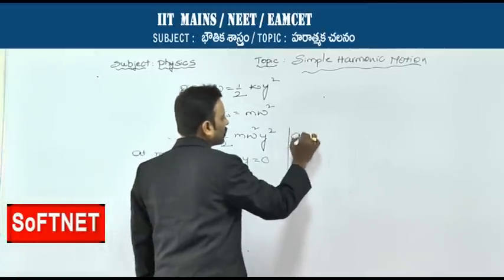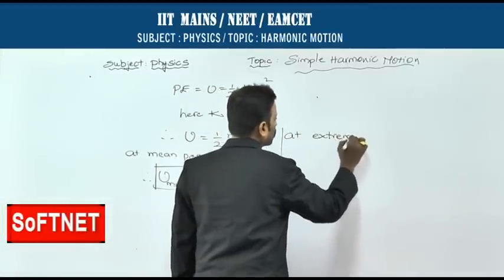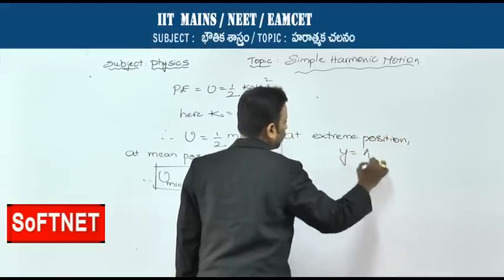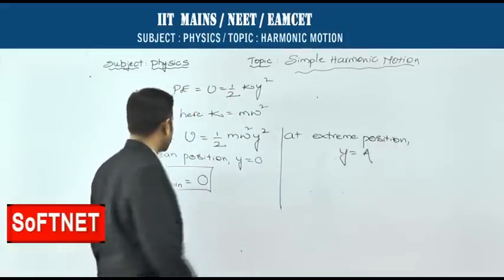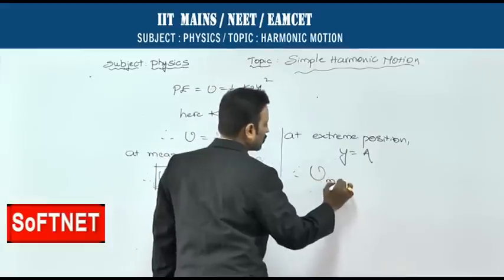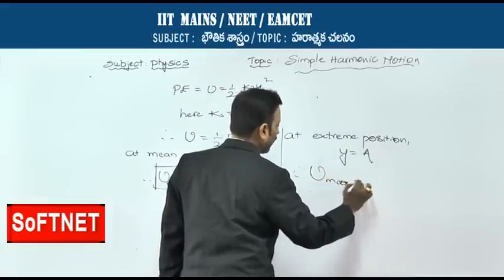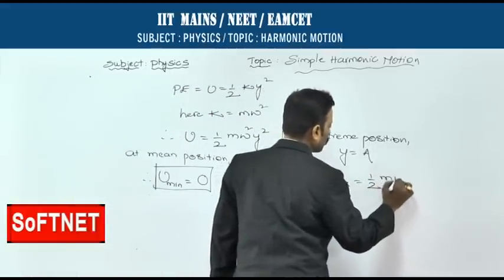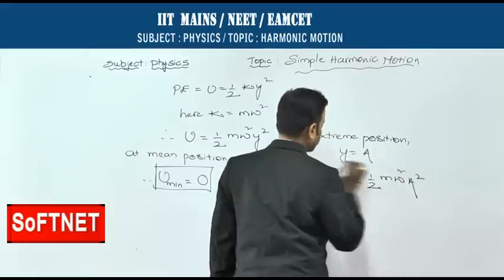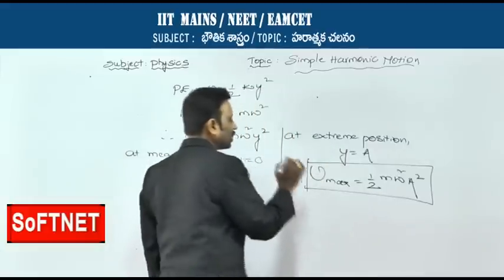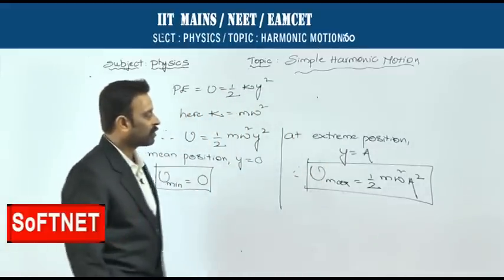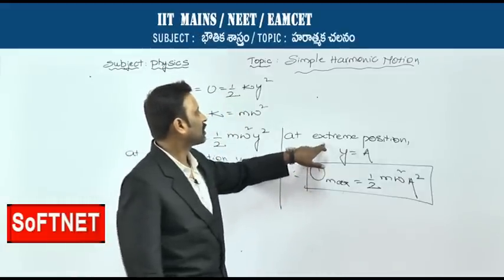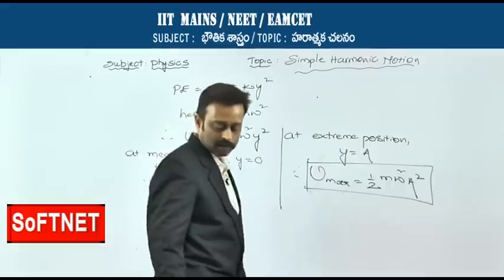Next, at extreme position, displacement is maximum, which is amplitude. Therefore, potential energy is maximum, which is given by half m omega square A square. So, potential energy of a particle is maximum, given by half m omega square A square, when the particle is at extreme position in simple harmonic motion.